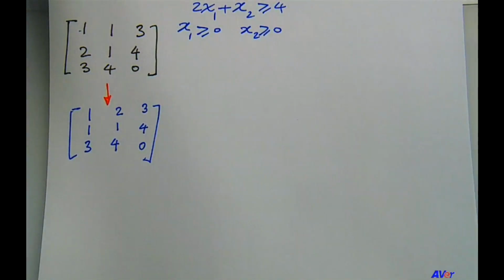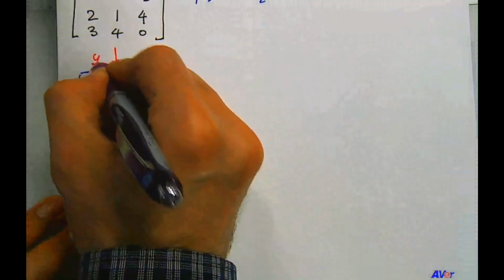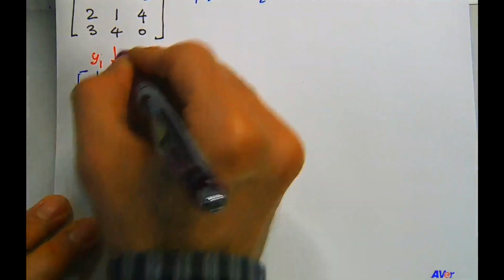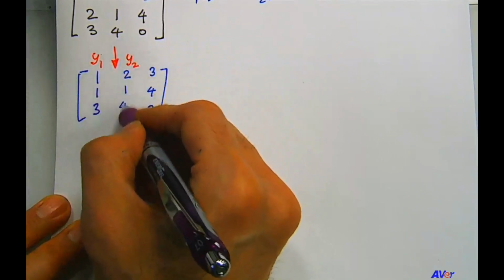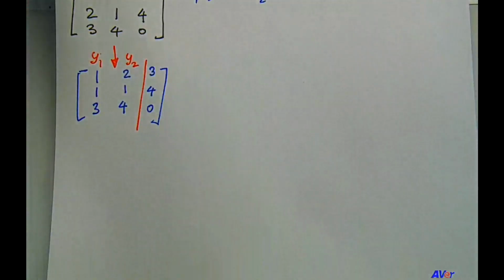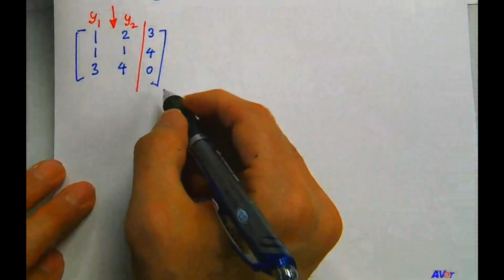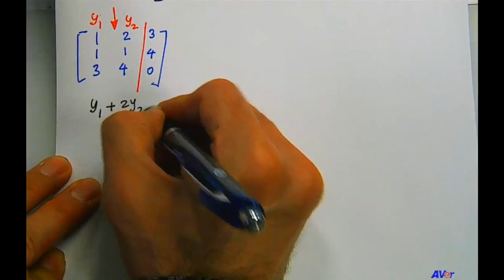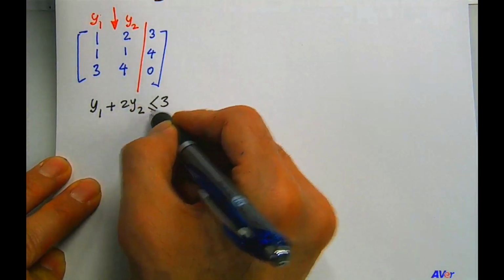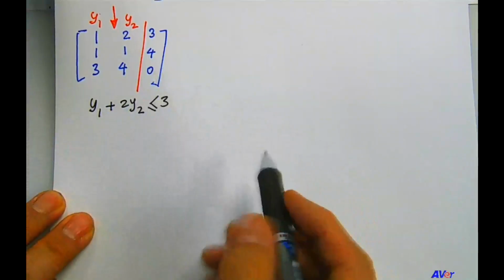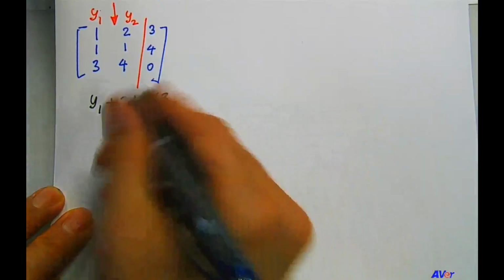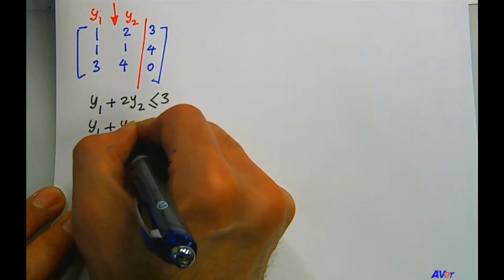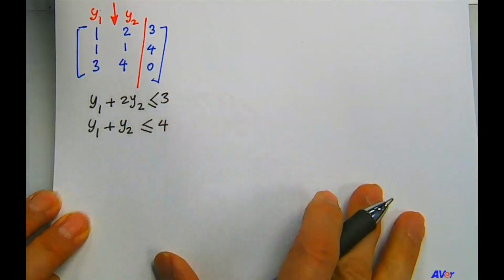Okay, so we're going to write the dual problem using this. Recall, please, that these are the coefficients of new variable y1, and these are the coefficients of variable y2, and the other side is just the constants. So the dual problem is as follows. We have y1 plus 2y2 less than or equal to 3, right? Because the dual problem is a maximum problem. So less than or equal to 3. Then y1 plus y2 less than or equal to 4.